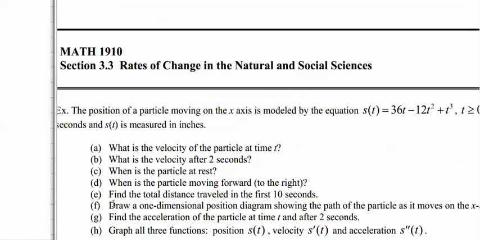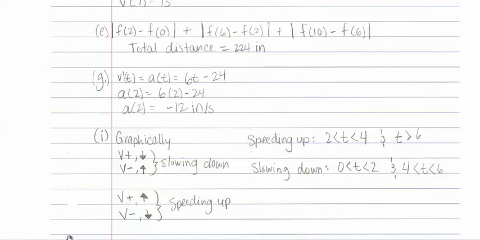Part G, find the acceleration of the particle at time t and after 2 seconds. So acceleration is the derivative of the velocity. So acceleration equals 6t minus 24, and a of 2 equals 6 times 2 minus 24, which equals negative 12 inches per second squared.